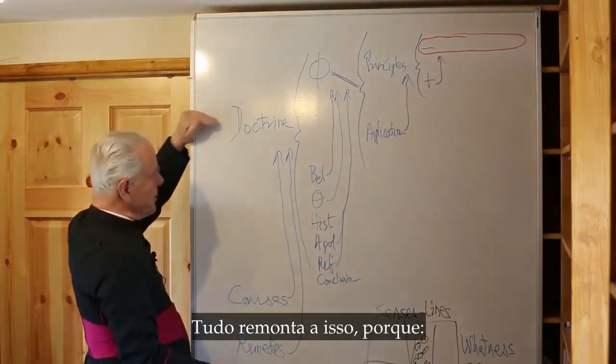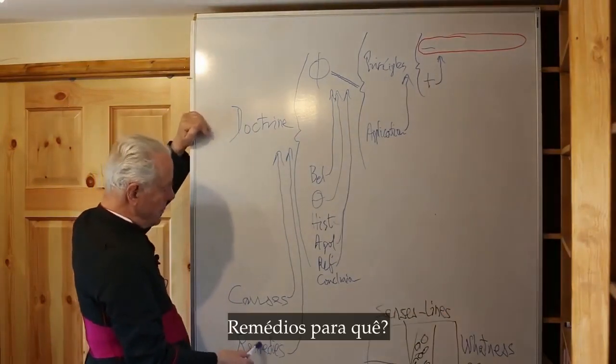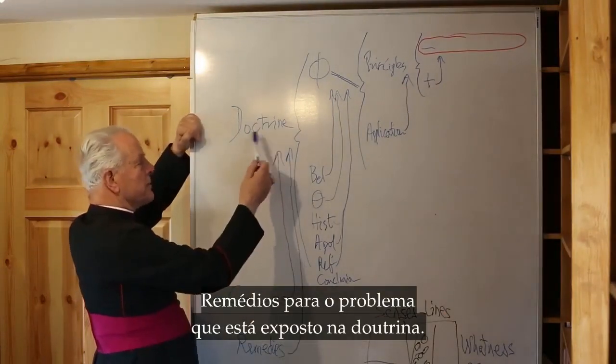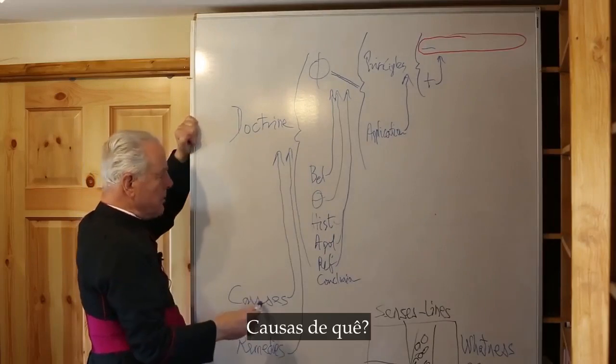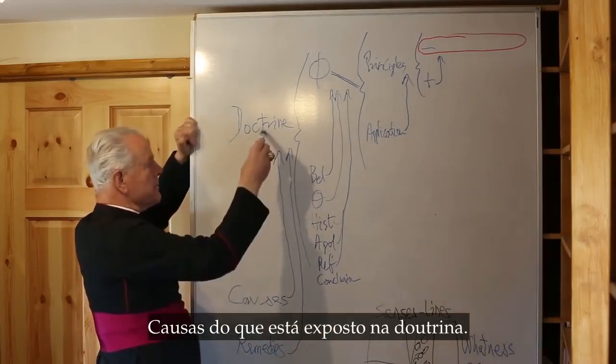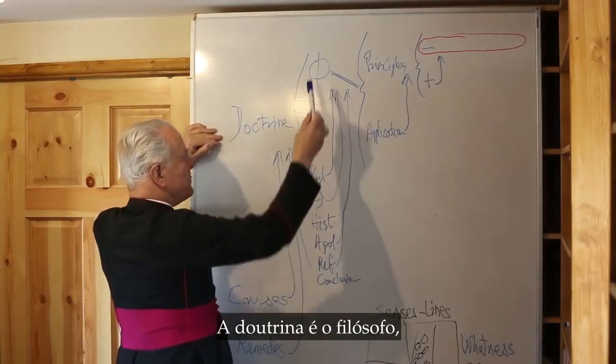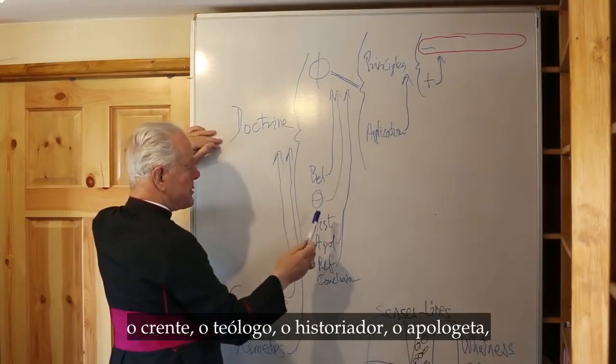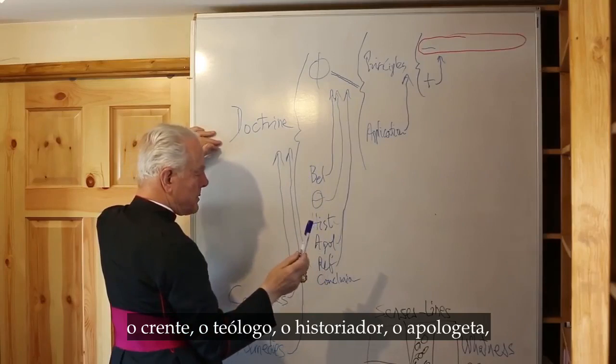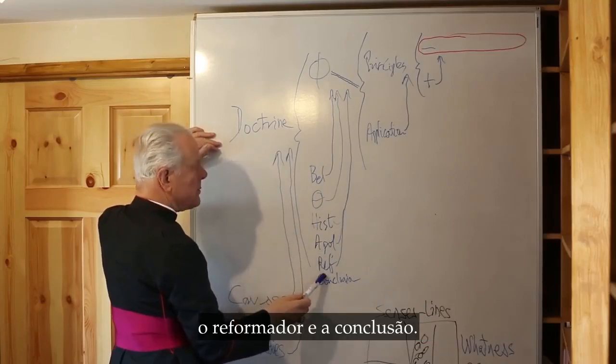Everything comes back to that because remedies for what? Remedies for the problem laid out in doctrine. Causes of what? Causes of what's laid out in doctrine. What is the doctrine? The doctrine is philosopher, believer, theologian, historian, apologetics, reformer, and a conclusion.